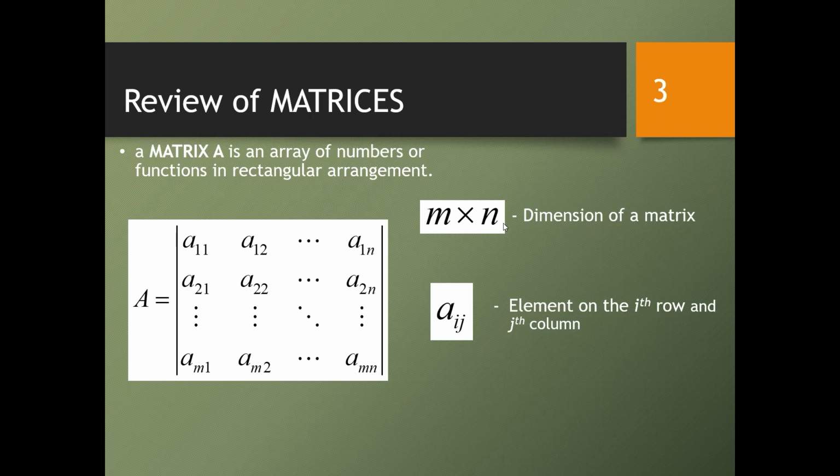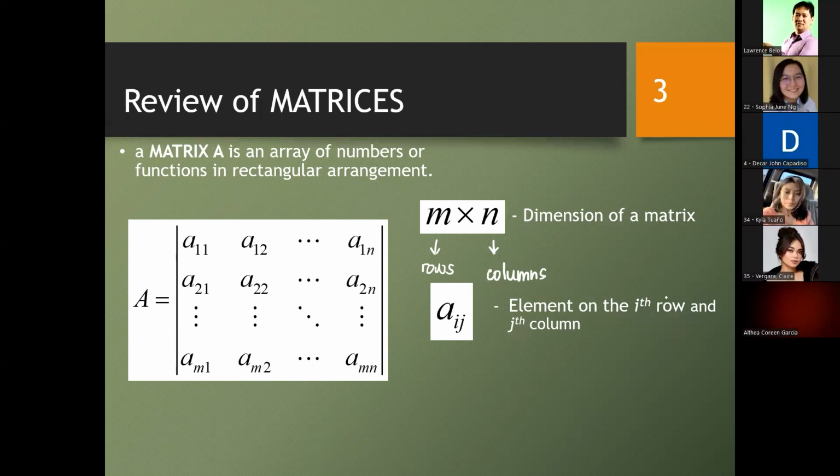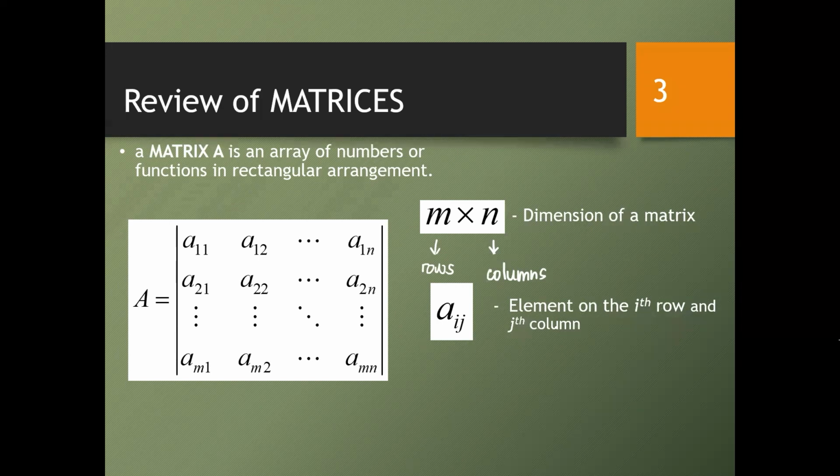M and N are what you call the dimensions of the matrix, wherein M is actually for the number of rows, and N here is for the number of columns. So for example, Aij, I is for the row, J is for the column. So if I say A33, that's the element in the third row and third column.